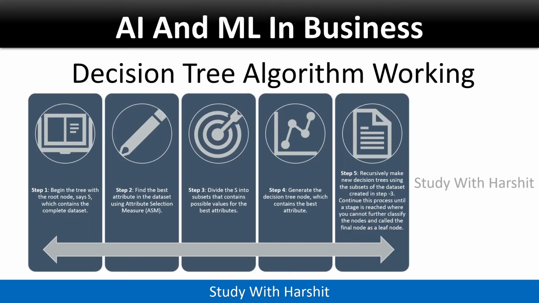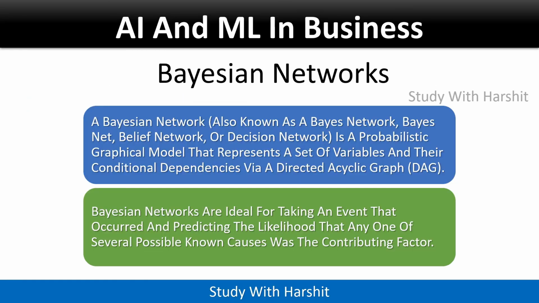Decision tree working. Step 1: begin the tree with the root node, which contains the complete dataset. Step 2: find the best attribute in the dataset using an attribute selection measure. Step 3: divide S into subsets that contain possible values for the best attribute. Step 4: generate the decision tree node which contains the best attribute. Step 5: recursively make new decision trees using the subsets of the dataset created in step 3. Continue this process until you reach a stage where you cannot further classify the node, and call the final node the leaf node.